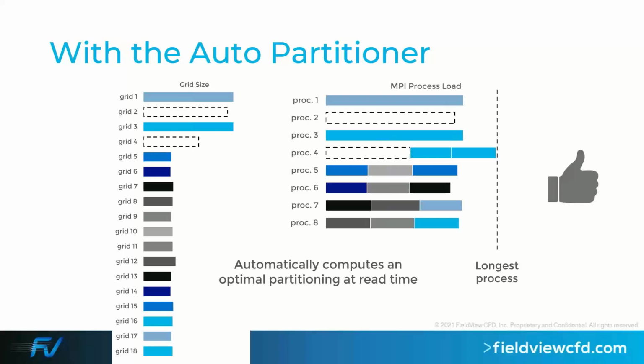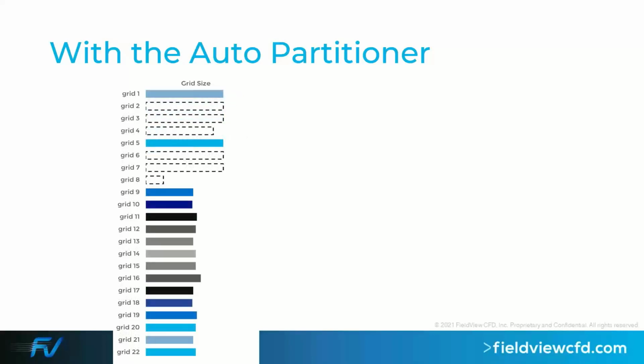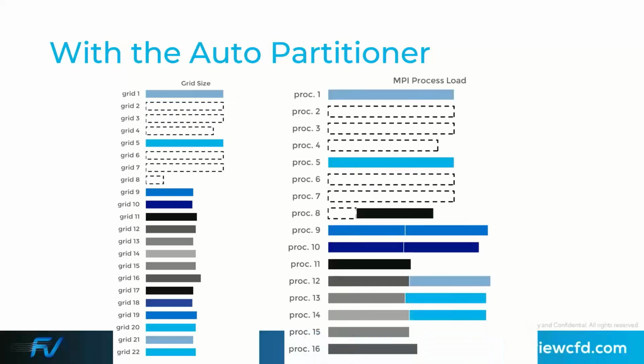So far we've been running with 8 parallel processes. What the Auto Partitioner also gives you is the ability to go to more parallel processes for the same case. So if we look at the same case with 2 grids having the majority of the nodes, if you want to load that on 16 cores, the Auto Partitioner is just going to adjust and compute a new optimal partition, creating more subgrids for the large grids. And you can see here that then doing overload on your parallel processes, you get the good load balancing.